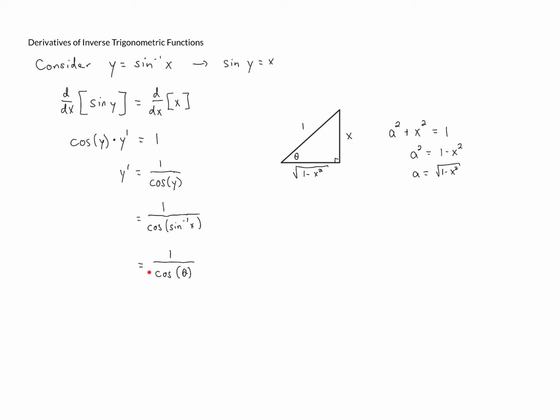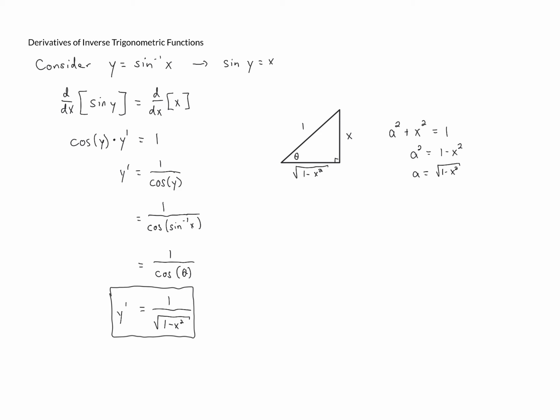And remember, the denominator is just cosine of this angle theta. Well, cosine is adjacent over hypotenuse, so that's going to be this square root all over 1. And anything divided by 1 is itself, so that cosine is equal to just the square root of 1 minus x squared. And so this is our derivative of the inverse sine function. We've got 1 over the square root of 1 minus x squared.